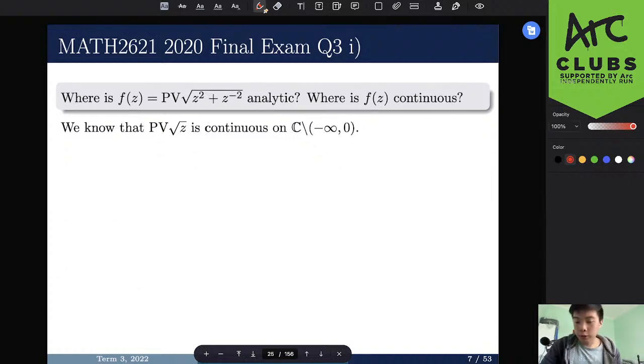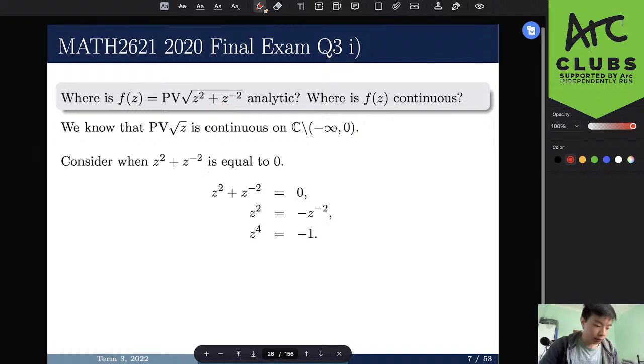So we also want to know when it's continuous, and the main difference is that it doesn't include the points where the inside is equal to 0, so let's just calculate where it's equal to 0. And so, of course, we have z squared plus z to the minus 2 equal to 0. We can just move this over to the other side, and we multiply both sides by z squared. And so what we get is the fourth roots of unity for minus 1.